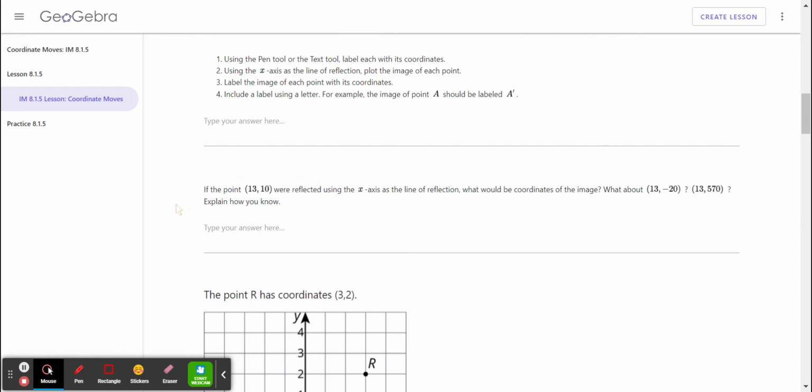Now, the next question says, if the point 13, 10 were reflected using the x-axis as the line of reflection, what would be the coordinates of the image? What about 13, -20, 13, 570, and explain how you know. Go ahead and pause this video and give this question a try.